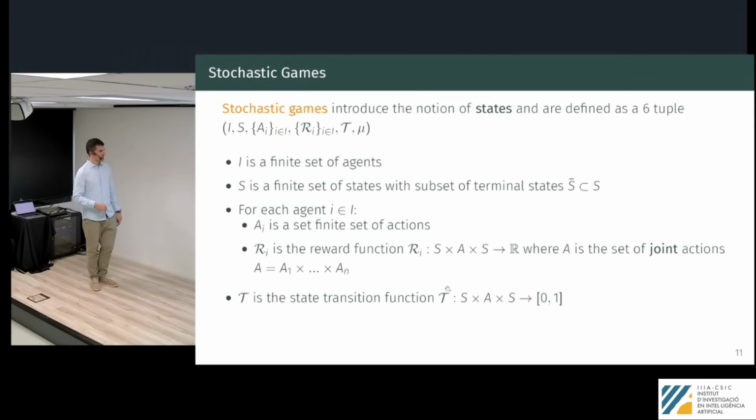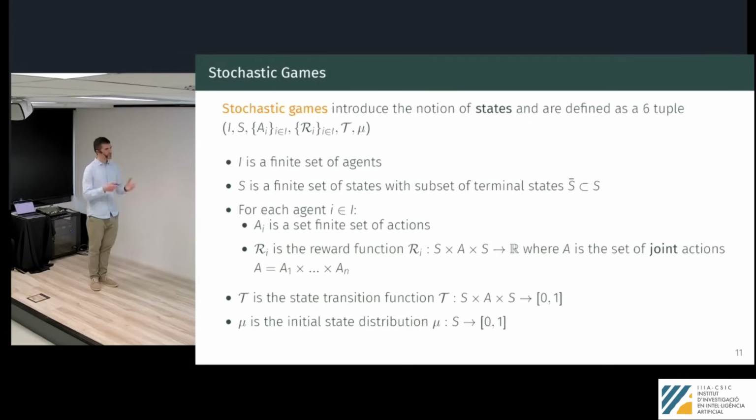And lastly, like in MDPs, there's a state transition function, which defines the probabilities that we're getting into particular successor states when we execute a joint action in a state. Again, this is defined over the joint actions. So every agent's actions can, in fact, impact the probabilities. And lastly, there's an initial state distribution as we had before as well, like in MDPs.